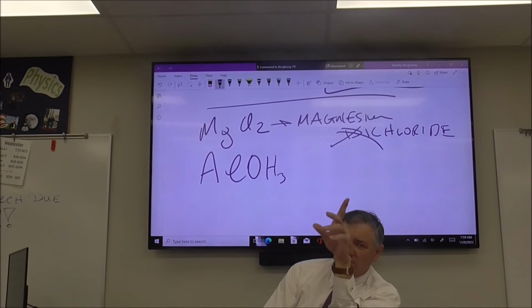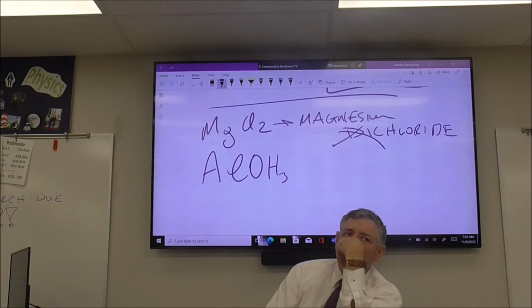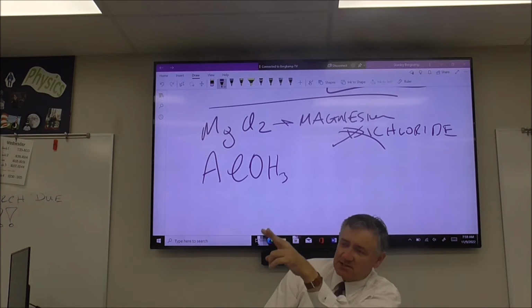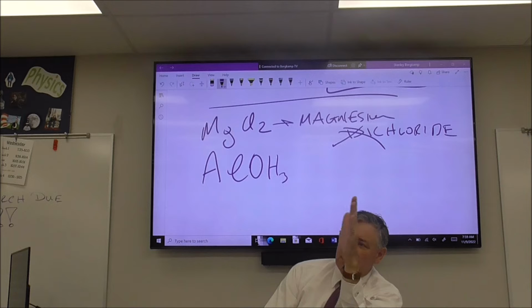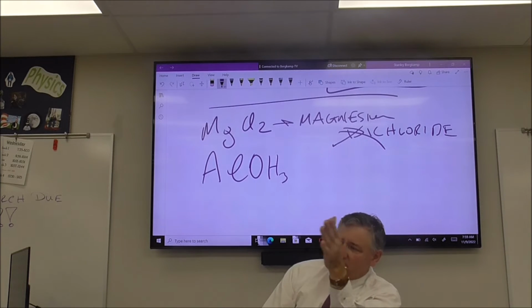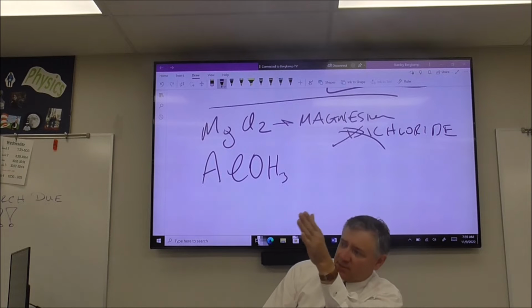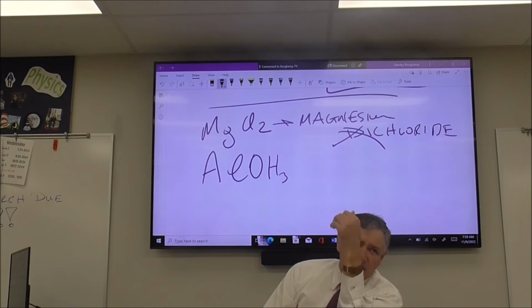How many possible combinations can I have of magnesium and chlorine? I can only have one possible combination so that the sum of the oxidation numbers add up to equal 0. So that's why there's no need to put the di, because I can't have magnesium trichloride. I can't have dimagnesium heptachloride. Okay? I can only have magnesium chloride. That's why it's redundant to put the di in there.